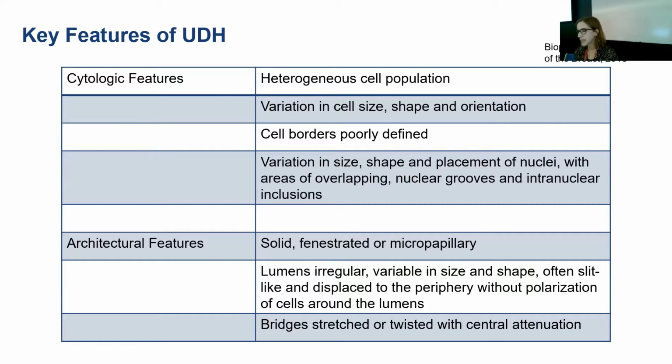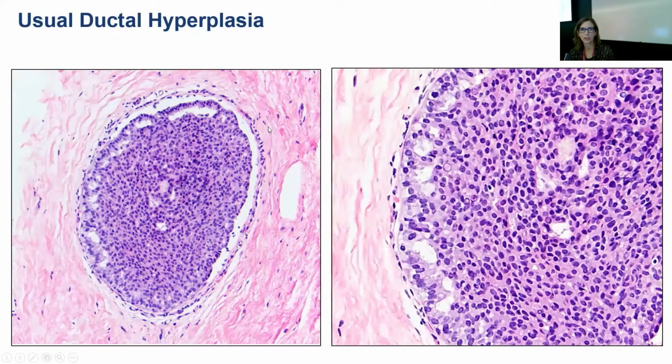You also have architectural features. The lesion can be solid, it can be fenestrated, in which case it has these holes in it, or micropapillary. When there are these fenestrations, the spaces or lumens are irregular, variable in size and shape, and they're often slit-like and more frequently displaced to the periphery of the space without polarization of the cells around those lumens. And if you have bridges going across the space, they tend to be more pulled out, stretched, or twisted with central attenuation of the epithelial cells.